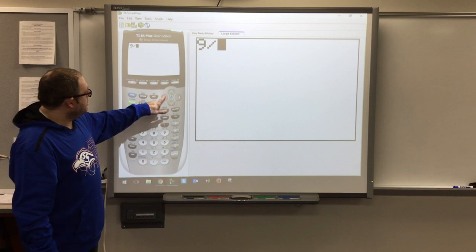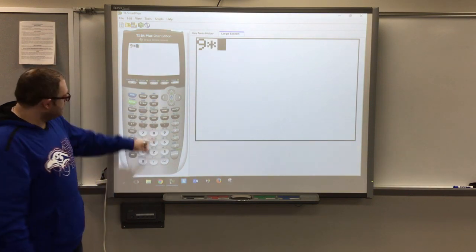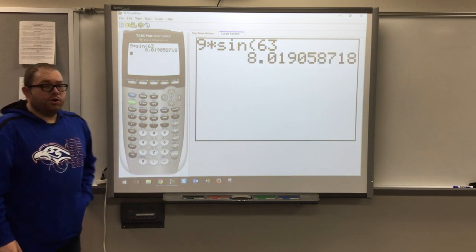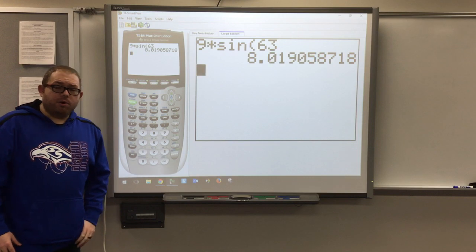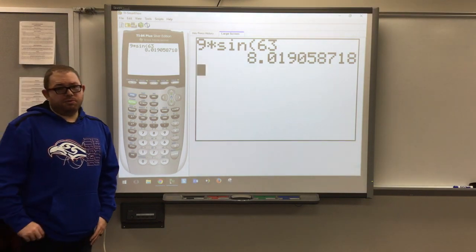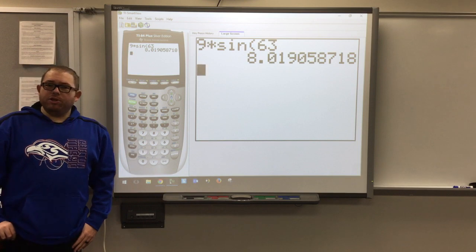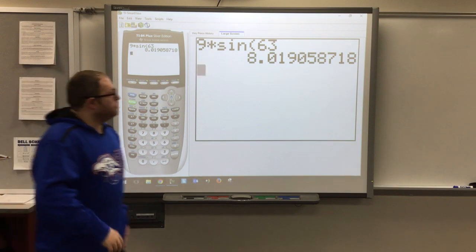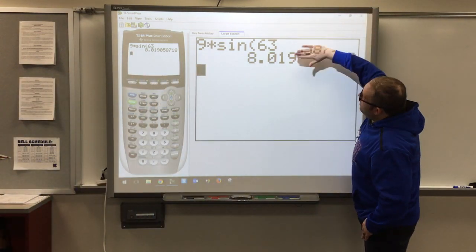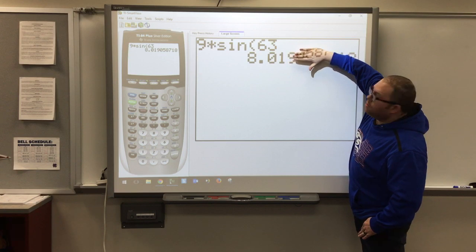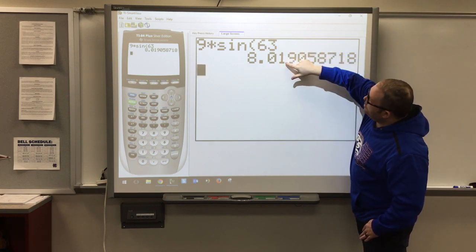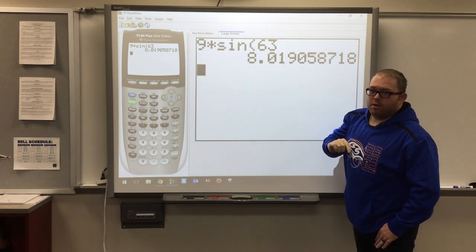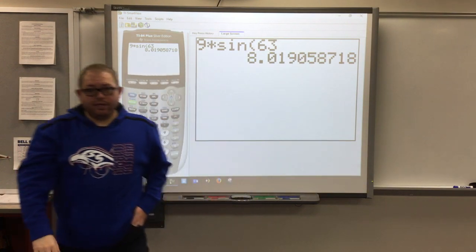9 times the sine of 63. You're almost always going to get a decimal. There will be a few times where you get some nice answers, but not very often. Remember, when you round to 1 decimal place, you only want to look at the second number. That means that every one of those digits we can ignore. We only care about the 0 and the 1. So when I round to 1 decimal place, that 1 leaves that number alone. So my answer is 8.0.